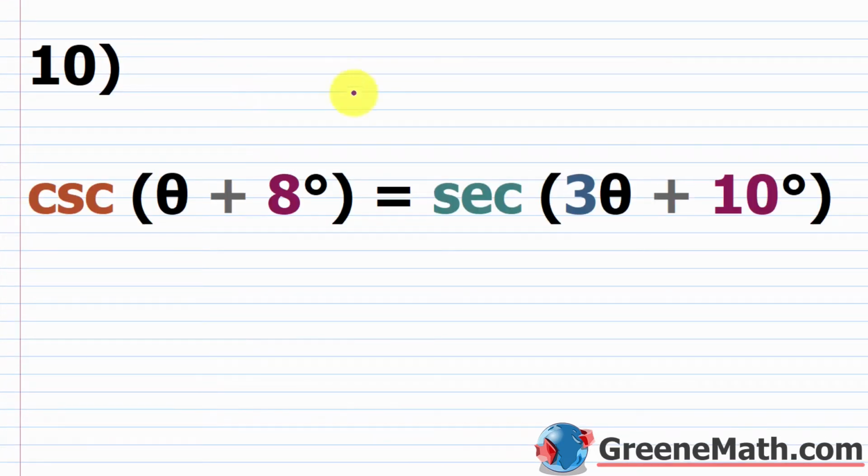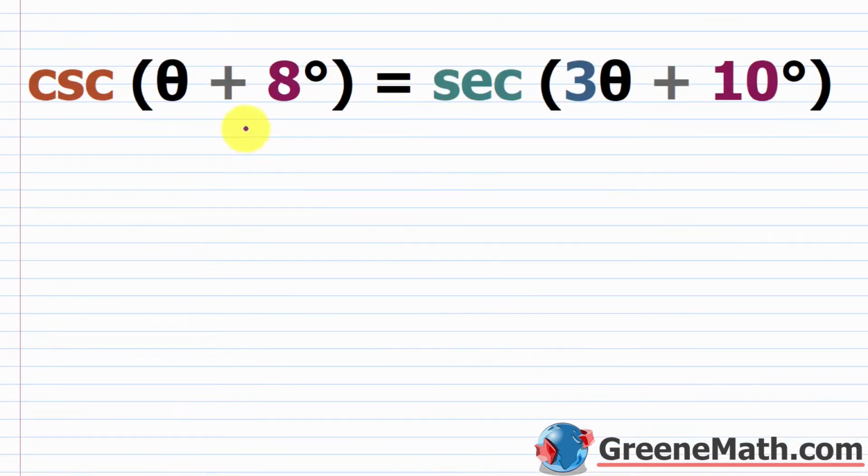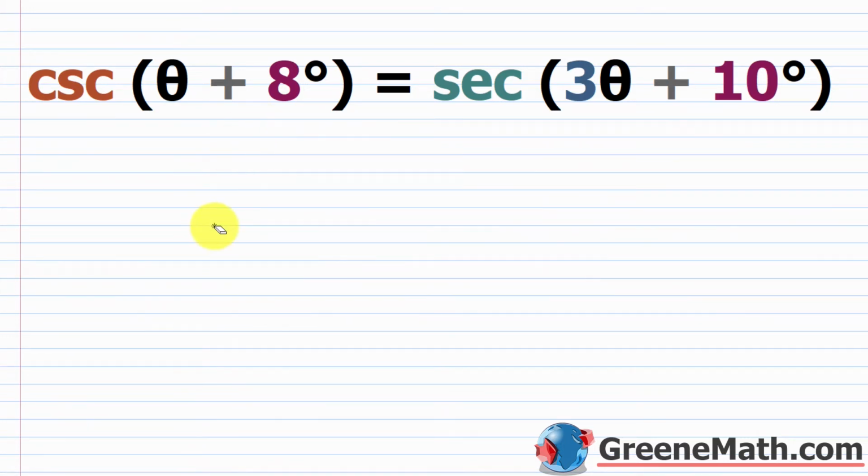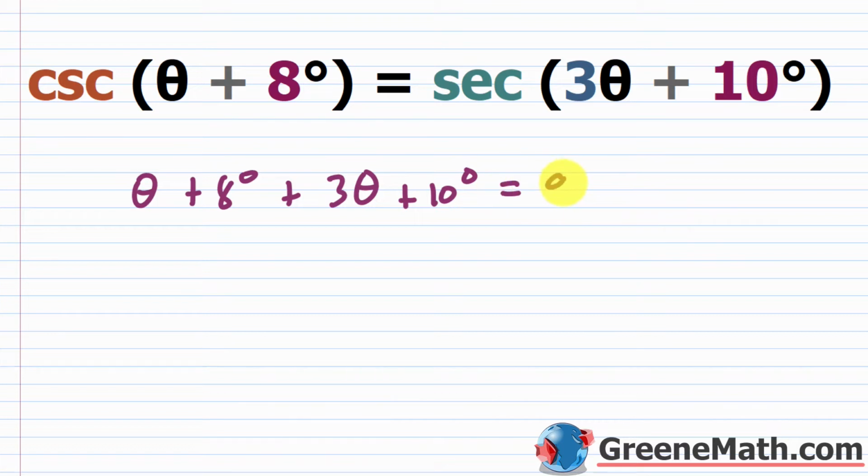Okay, let's take a look at problem number 10. So we have the cosecant of theta plus 8 degrees is equal to the secant of 3 theta plus 10 degrees. Okay, so again, this guy plus this guy is going to be equal to 90 degrees, because the cosecant of theta, where theta is some acute angle, is equal to the secant of 90 degrees minus theta. So if you take this and add it to this, you get 90 degrees. So all I'm going to do here is take theta plus 8 degrees, then plus 3 theta, then plus 10 degrees, and set this equal to 90 degrees.